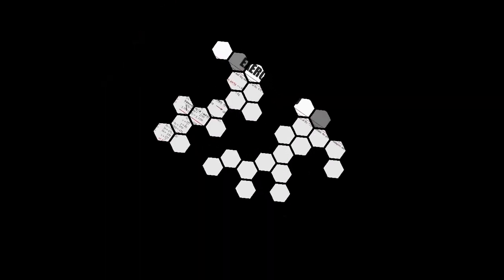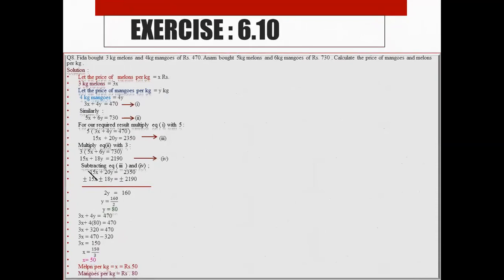Question number 8 and 9, they both questions are same, only the quantities are different. In question number 8, fruits are given, and in question number 9, some elements of games are given. Question number 8 is: Fida bought 3 kg melons and 4 kg mangoes for rupees 470. Anam bought 5 kg melons and 6 kg mangoes for rupees 730. Calculate the price of melons and mangoes per kg.